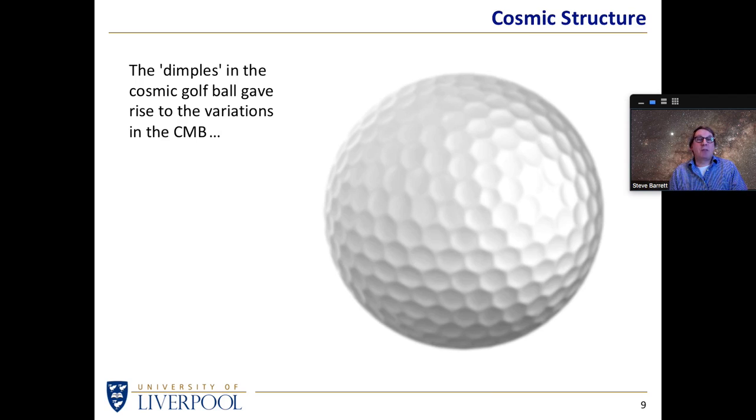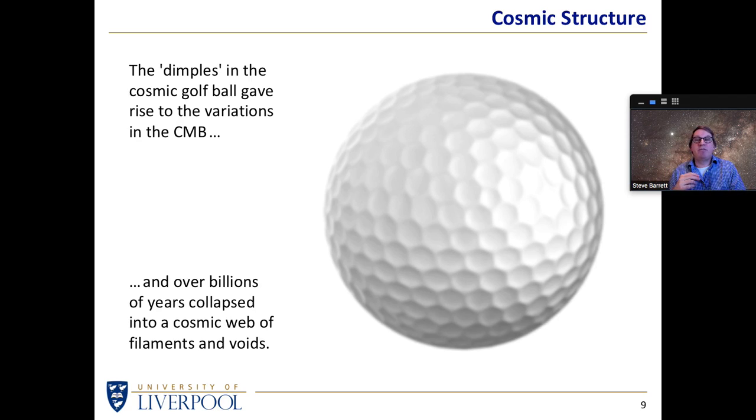So let's just think about what happened in the very early part of the universe. The region of space that we now call the observable universe used to be very small, about the size of a golf ball, and those dimples in the golf ball eventually gave rise to the stippling in the microwave background, but of interest to us is how did that then form into galaxies?